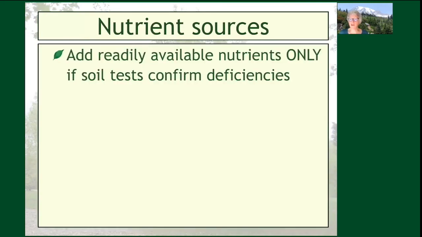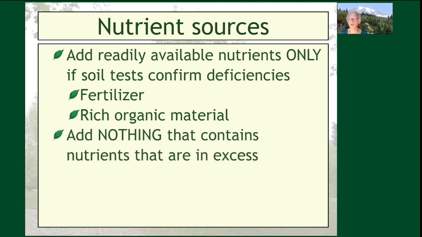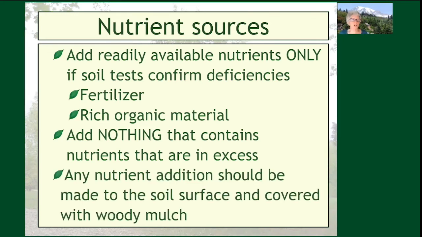The nutrient sources: if you have deficiencies, and that's a big if, then add whichever nutrient is required and nothing else. It could be fertilizer, it could be rich organic material. It doesn't matter as long as you know what you were trying to change. Don't add anything that contains nutrients that are in excess. So if you have excess, like the soil test has showed you, where almost everything is excessive, don't add anything. That includes fertilizer and compost. And then anything you do add, you're going to put on the soil surface, and you're going to cover it up with a woody mulch.